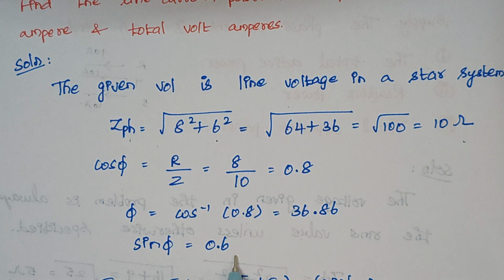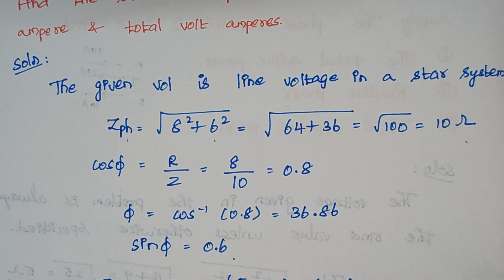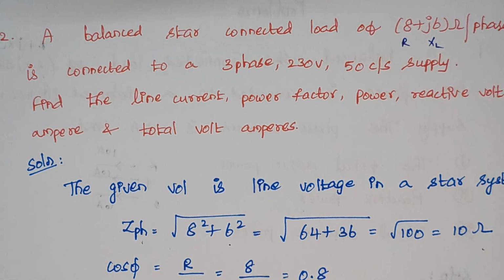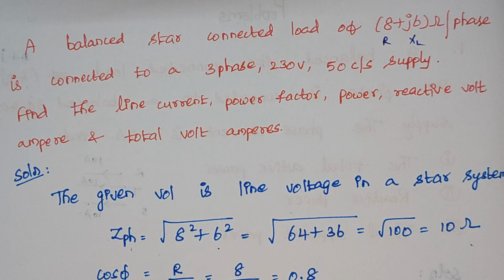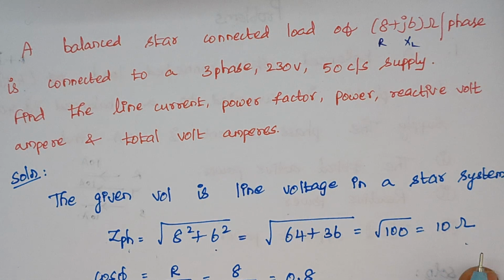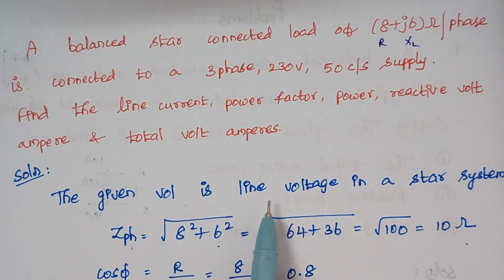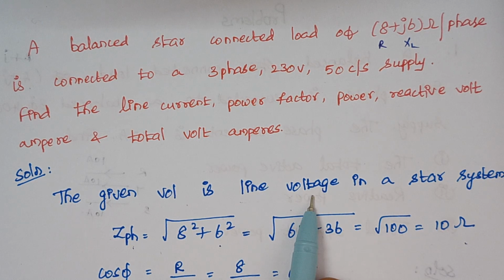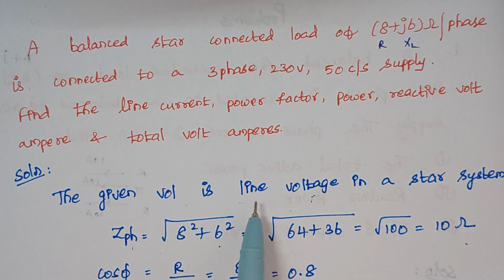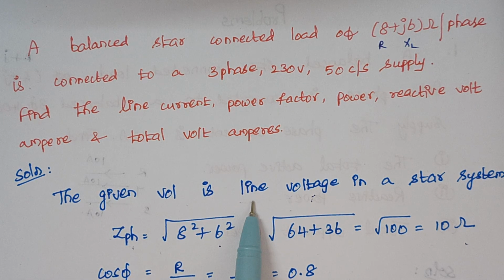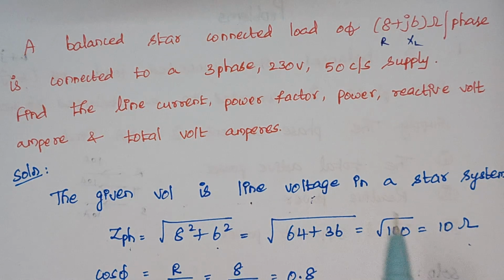Now the main difference between the previous problem and this one is, in the previous problem the value of phase current is given directly. But here we need to find the value of phase current. The other thing to be noted is the given voltage is always a line voltage, denoted as RMS in the previous problem. So whenever the voltage value is given in a star network, it should be considered as a line voltage.